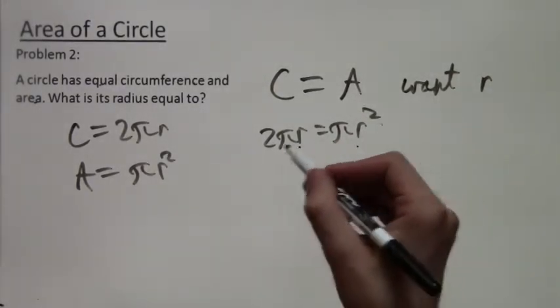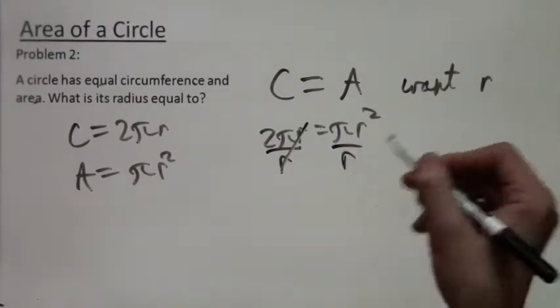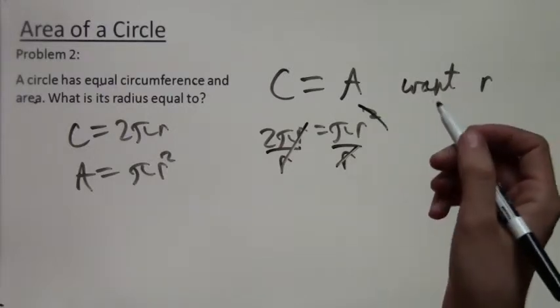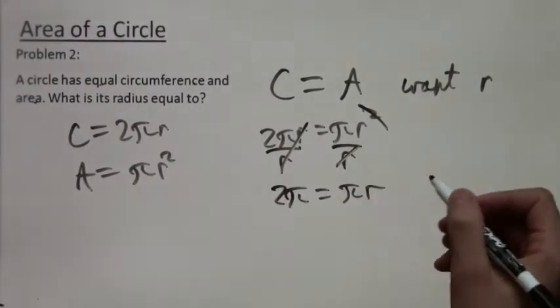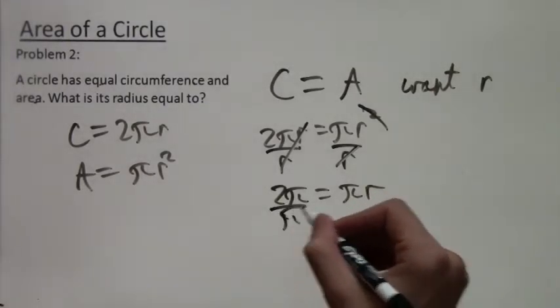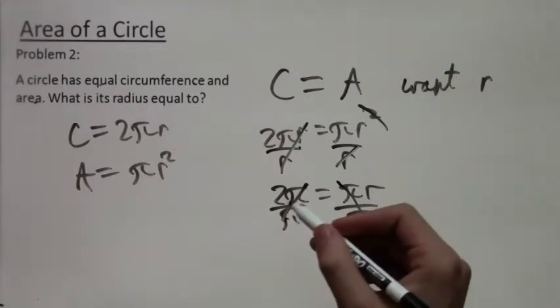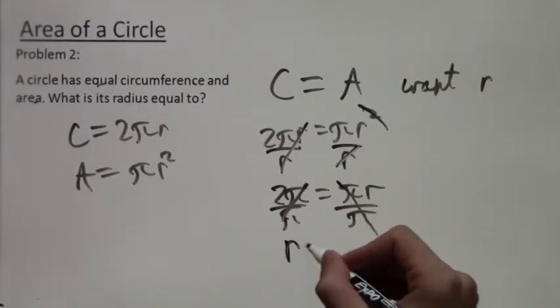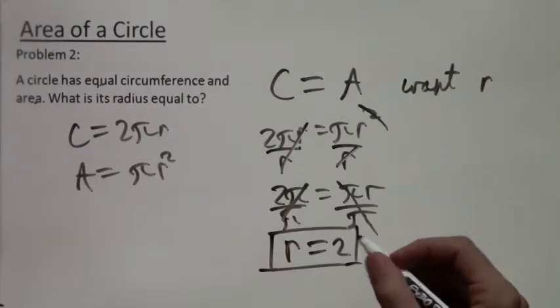To do that, first we can divide by r on both sides. And that simplifies the expression, and we get 2 pi equals pi r. Now all we got to do is divide by pi on both sides. And we get r equals 2. r equals 2. And that concludes this problem.